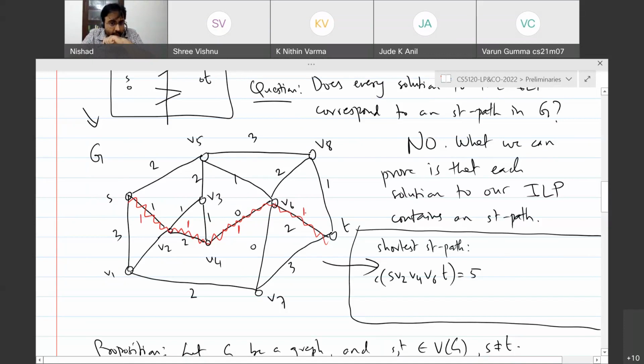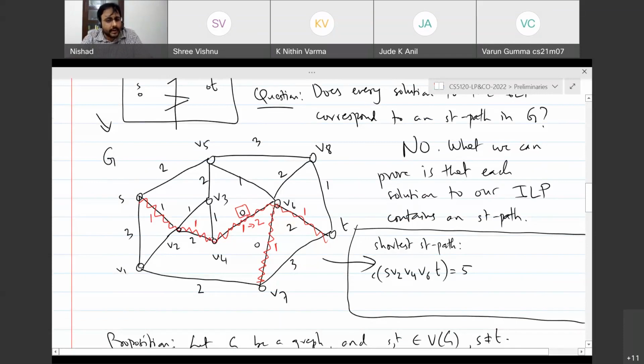But you can also include some other edges in your optimal solution. For example, this edge has cost 0. Instead of putting the 1 over here, you could increase the variable to 2. So you can put x v4 v6 to be equal to 2, and that would still have the same cost. Right? And another thing you could do is add other edges of 0 cost. You could turn the variable corresponding to this edge to 1, for example. So you have other optimal solutions that don't quite correspond to shortest paths, but they do contain shortest paths.